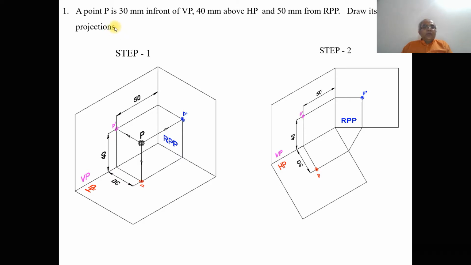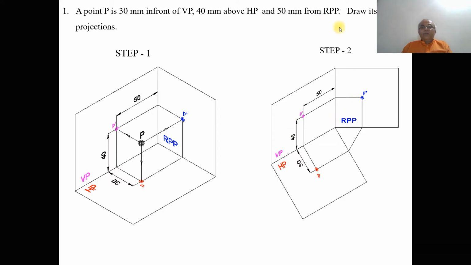In the concept of first quadrant video, we talked about the condition for the point to be in the first quadrant. What is the condition? The point should be above HP, in front of VP, and in front of RPP. Here the condition is 50 mm from RPP, so obviously it has to be in front of RPP.